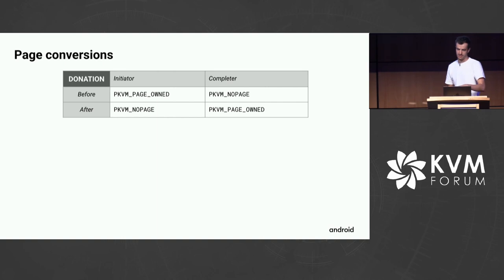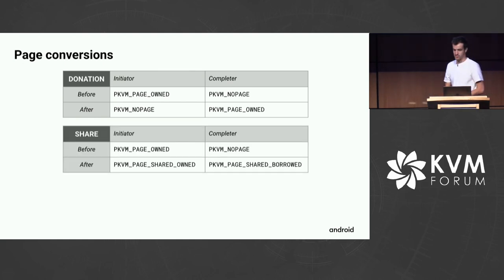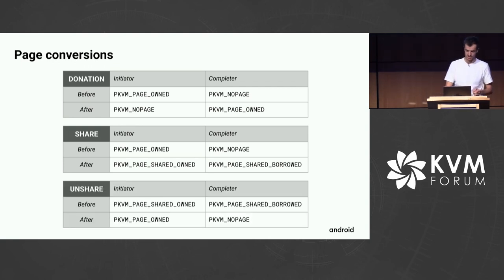I'd like to emphasize here that we don't accept a donation for a page that is shared. For instance, we don't have transitive sharing or anything of that sort. Before a page can be donated to someone, it has to be unshared first, to reclaim exclusive ownership. Sharing a page, we have the same initial state, but we will map pages in both page tables with the appropriate mappings, then set the software bits. And the unshare is the reverse operation.